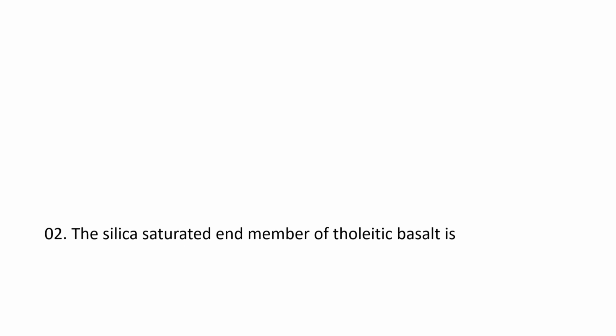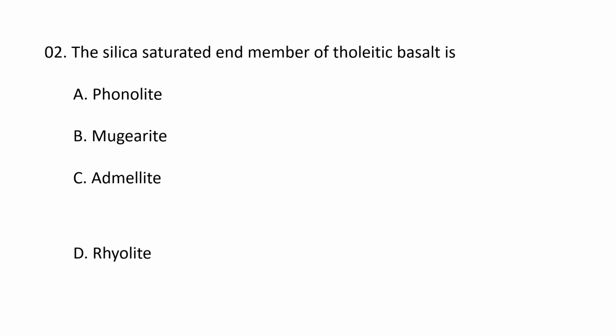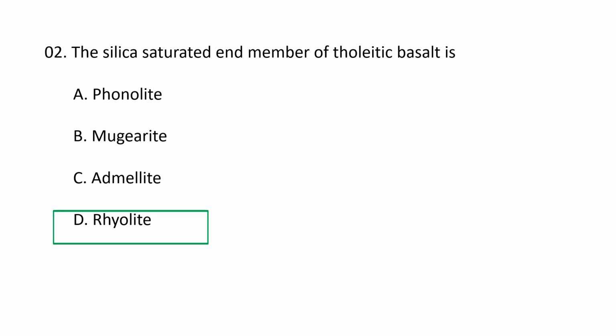Next question. The silica saturated end member of tholeiitic basalt is A. Phonolite, B. Mugearite, C. Adamellite and D. Rhyolite. The silica saturated end member of tholeiitic basalt is rhyolite.